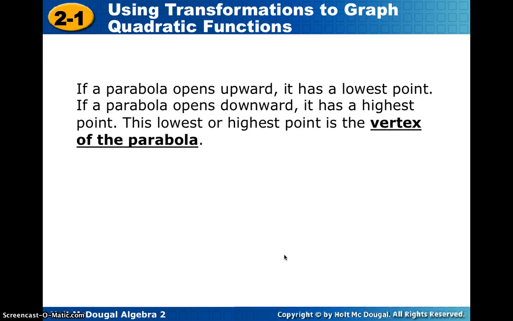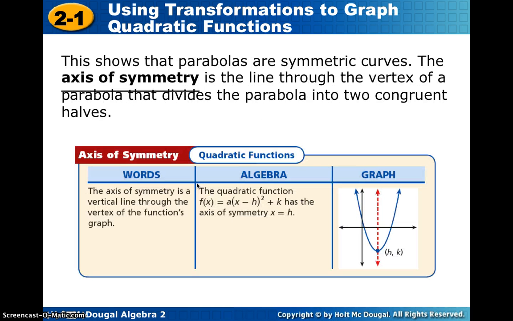If a parabola opens upward, it has a lowest point, and if it opens downward, it's going to have a highest point. So we're going to have a minimum or maximum at the vertex. Now that vertex is also the place where the graph is symmetrical. You can see that for all these parabolas, they're the same on the left side and the right side. They're symmetrical. There's a line, the axis of symmetry, that always goes right through the vertex.